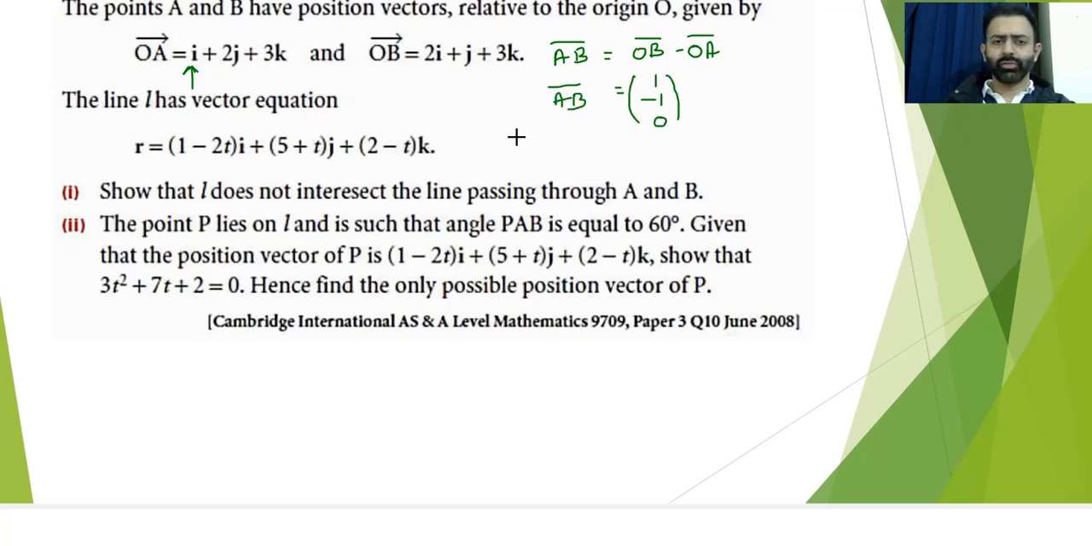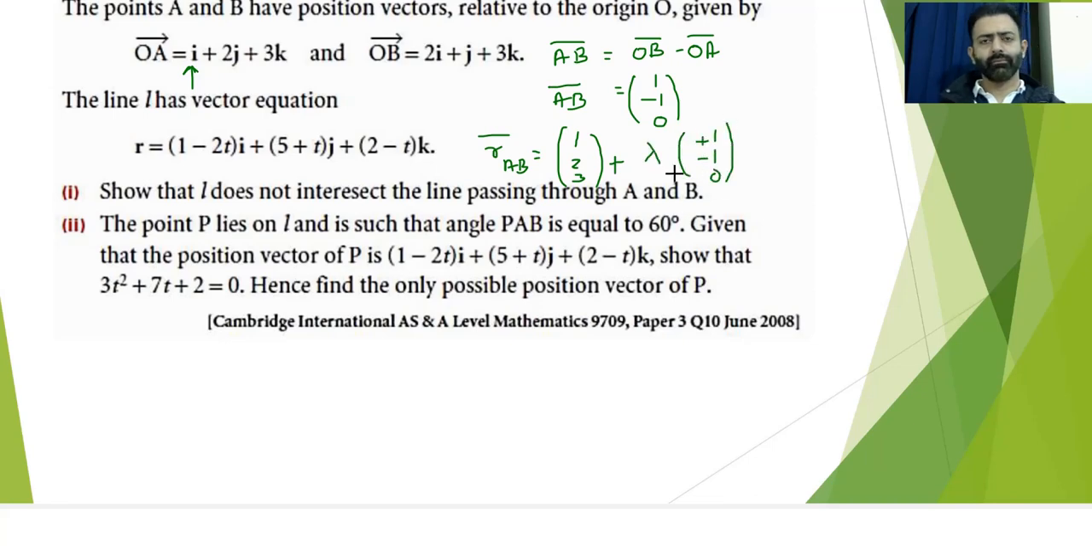So the vector equation of the line passing through A and B is given by OA, which is (1, 2, 3), plus lambda times (1, -1, 0). Okay, so this is the line passing through A and B, and the other is line L. We have to find out whether this line L is intersecting this line, right? So how do we do this?